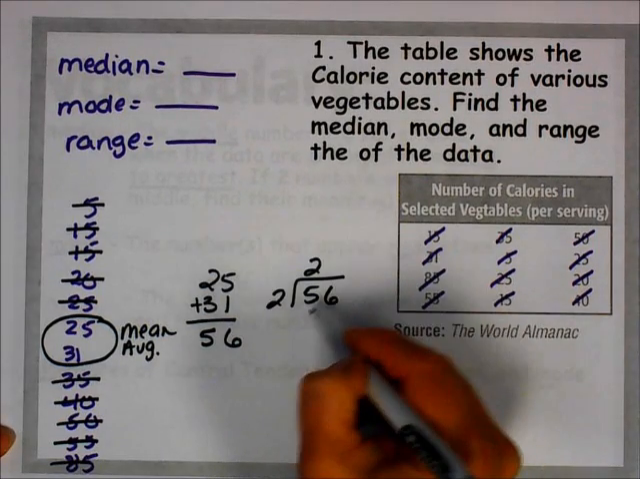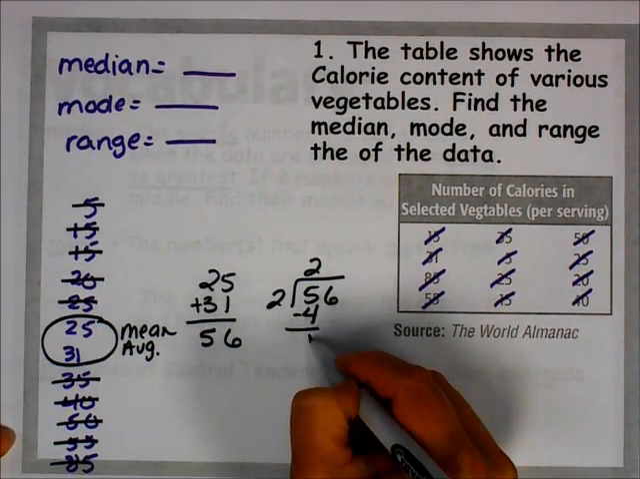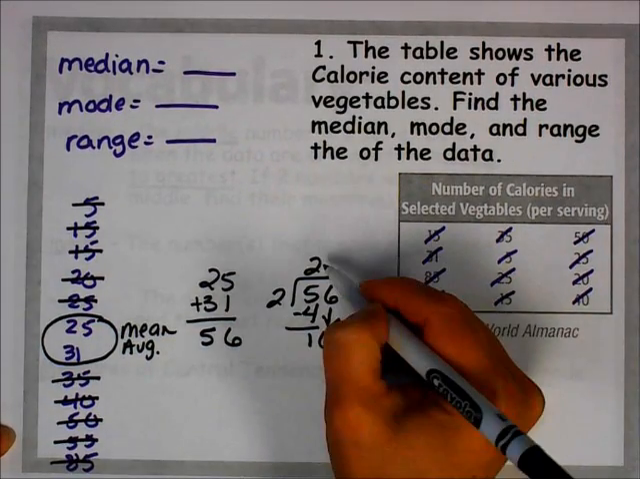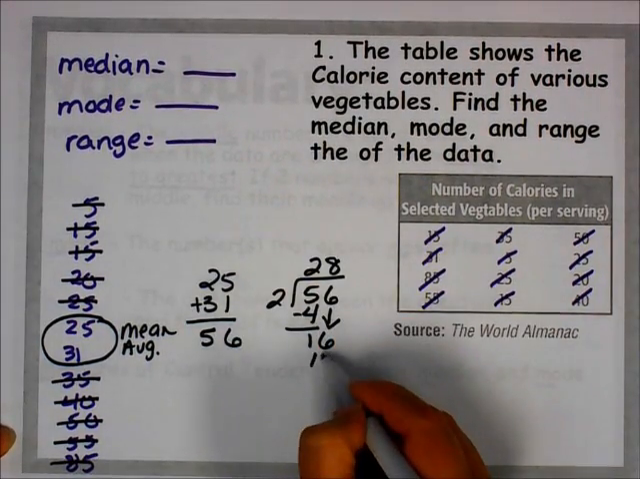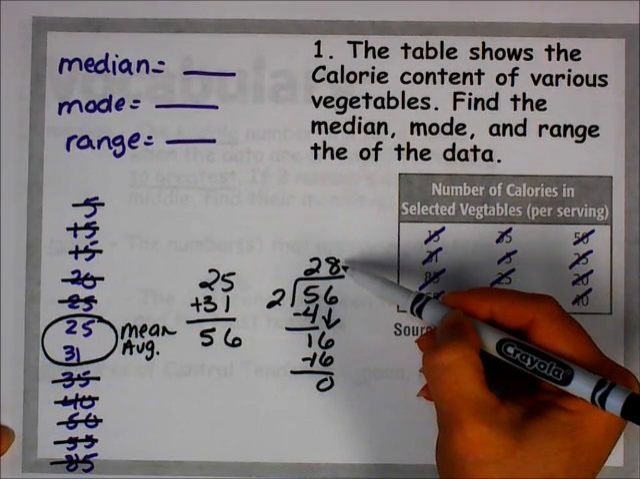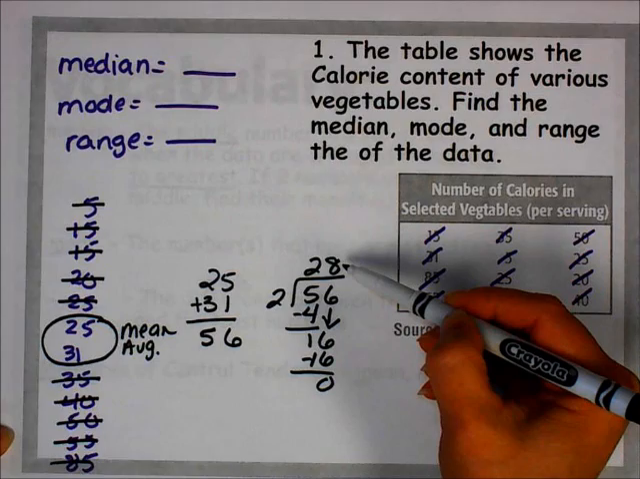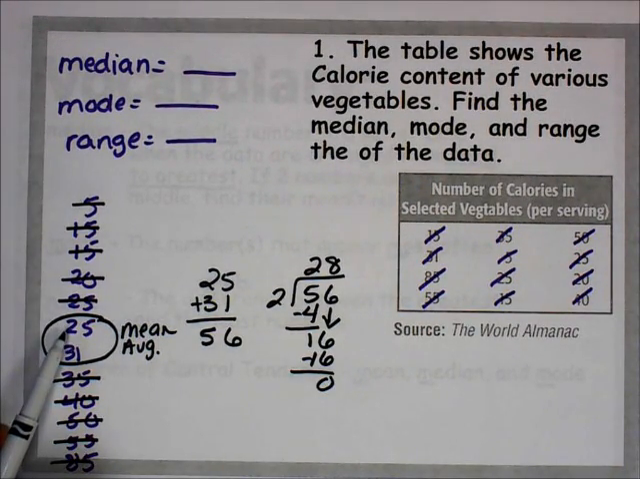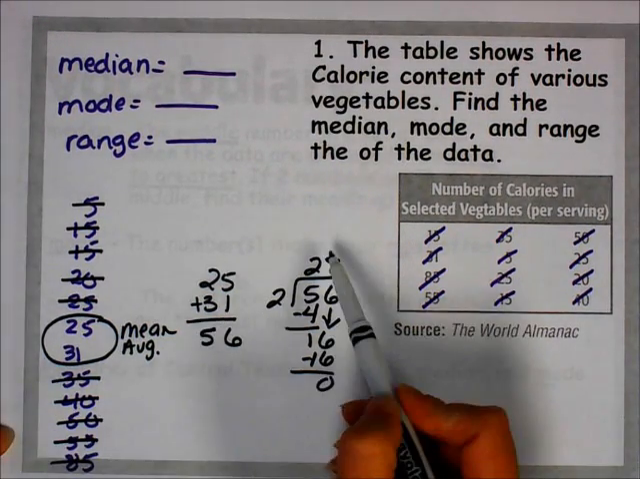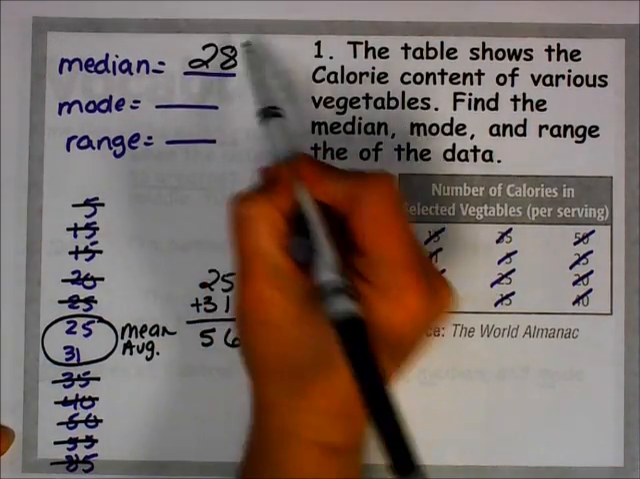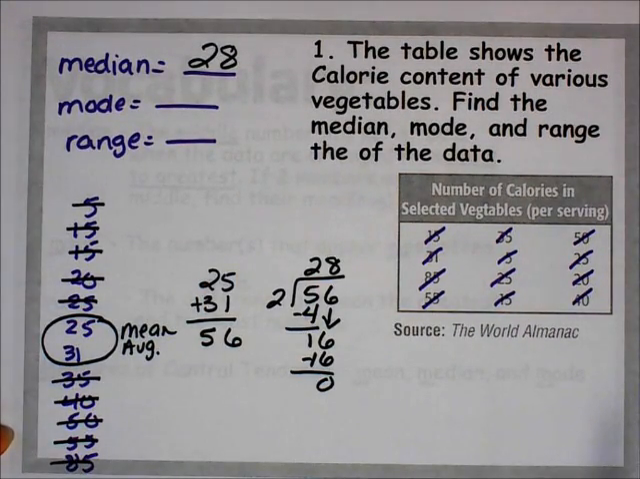2 goes into 5 2 times. That's 4 with 1 left over. Bring down the 6. 2 goes into 16, 8 with none left over. So my median is 28. Now here's kind of a way to check yourself. Your median has to be a number that is halfway between 25 and 31, and that is 28. So my median is 28.